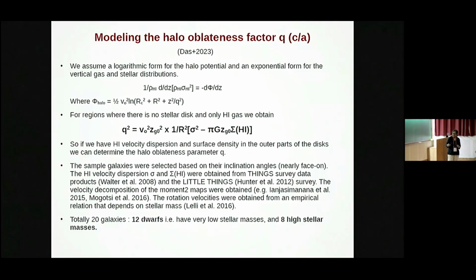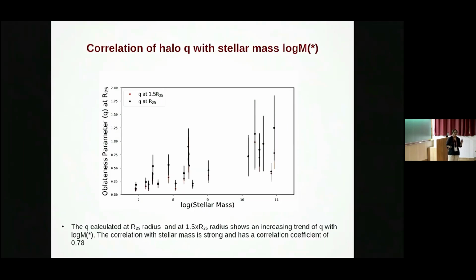So this we applied, and we used a large sample of galaxies from LITTLE THINGS and the VLA-ANGST survey. The sample was 12 dwarf and 8 high stellar mass galaxies. Now, I won't go into the details. I just want to show you 2 plots that were very interesting from this study. The first one shows that the oblateness parameter Q is correlated with the stellar mass of the galaxy.